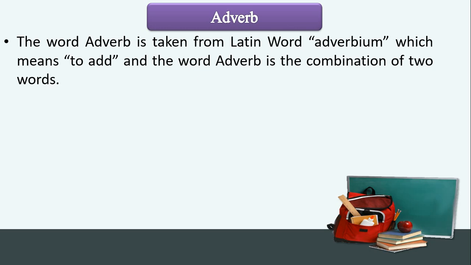So the word adverb is taken from the Latin word adverbium, which means to add, and the word adverb is the combination of two words.